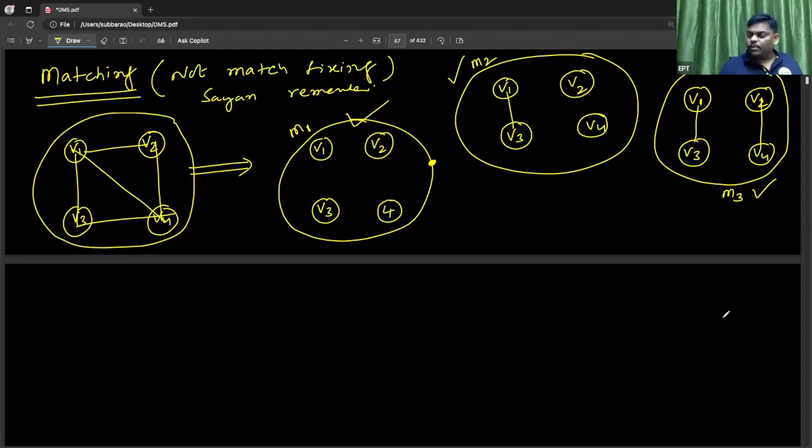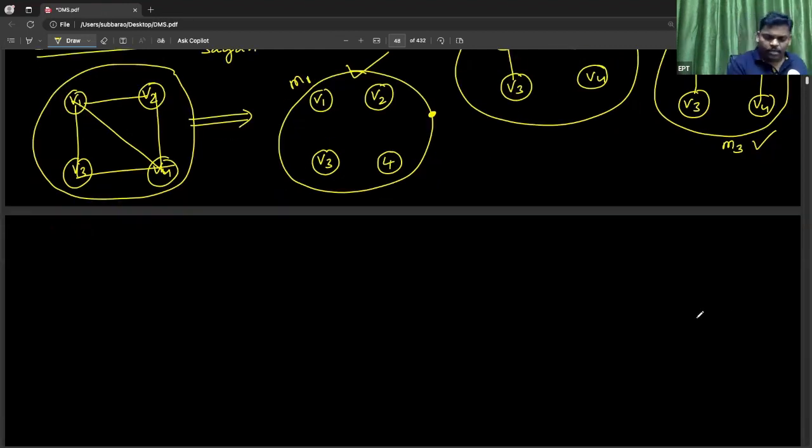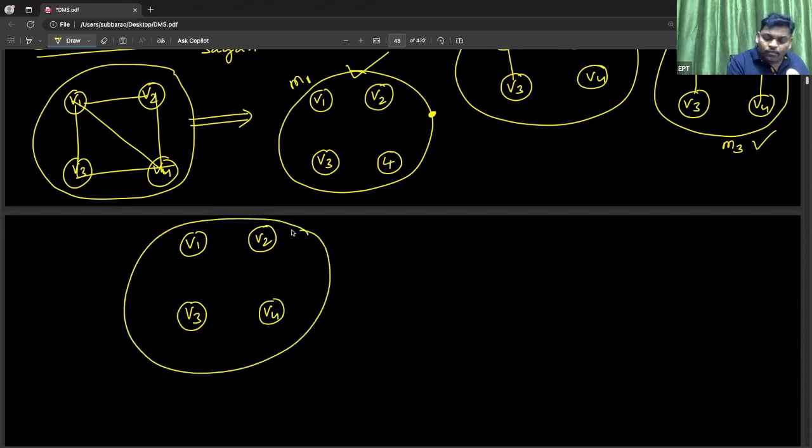Some people are asking, sir, can you give one more example? I'm giving. Can you see this one? V1, V2, V3. First of all, it should be a subgraph where all vertices should be there. Okay. Every vertex degree is maximum 1.